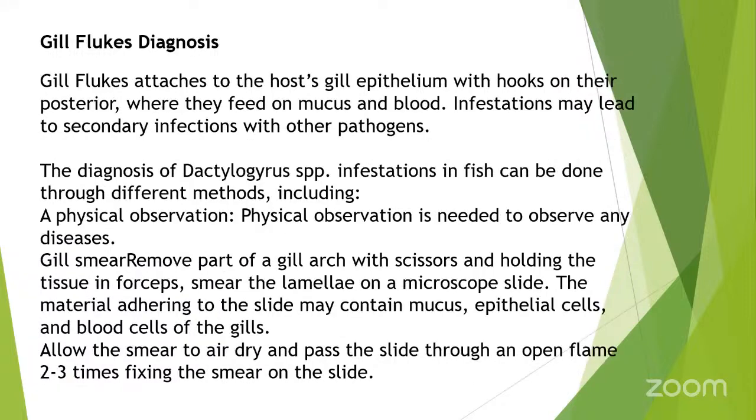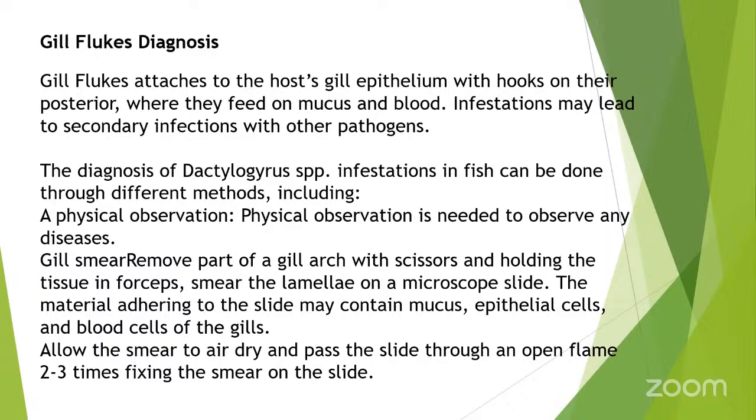Now, how to diagnose this disease? Gill flukes attach to the host gill epithelium with hooks on their posterior, where they feed on mucus and blood. Infestations may lead to secondary infections with other pathogens. The diagnosis of Dactylogyrus species infestations in fish can be done through different methods. The first one is physical observation. Physical observation is needed to observe any disease.